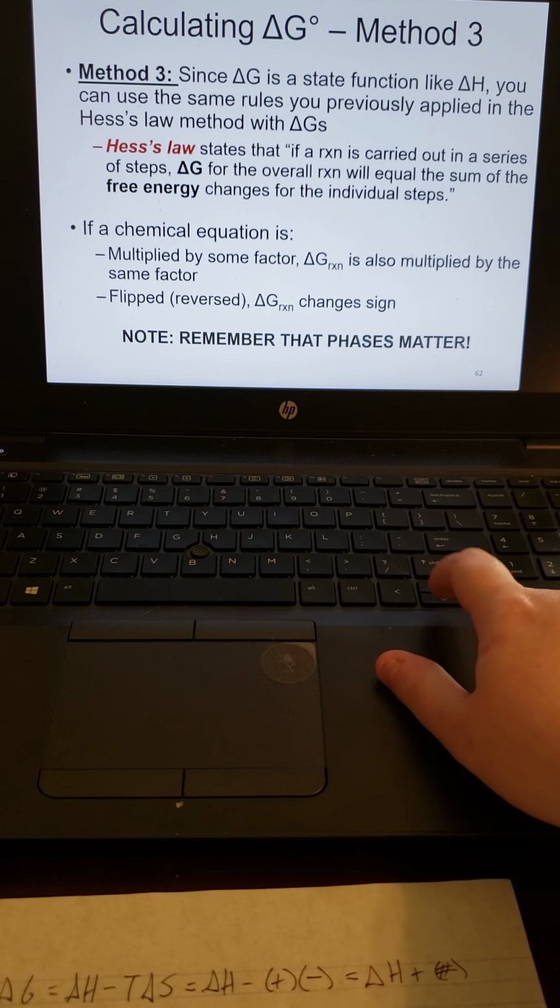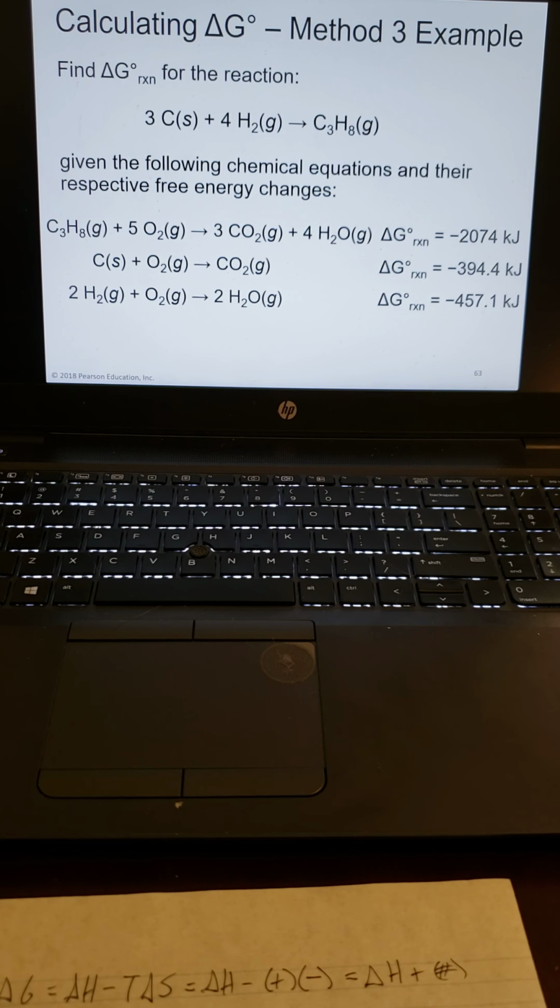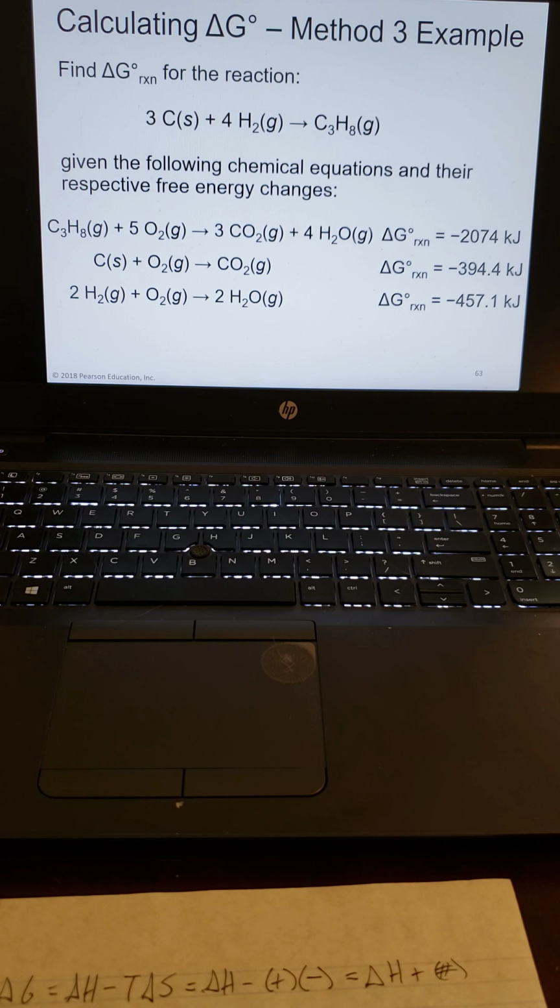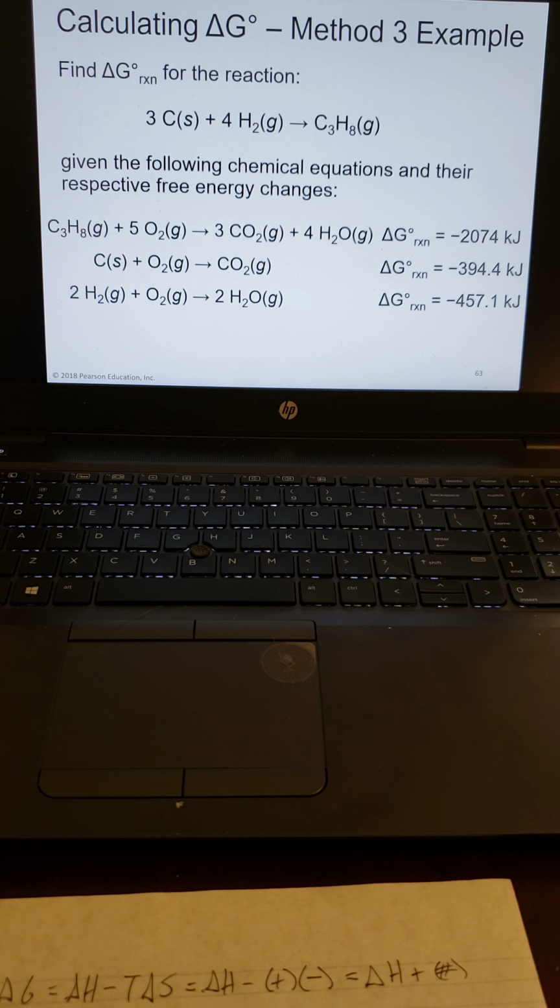So let's look at an example. So here we have a reaction. So we're taking 3 moles of solid carbon and reacting it with 4 moles of hydrogen gas to generate C3H8 gas, which is propane. Okay, given the following chemical equations and their respective free energy changes. So we have 3 reactions given to us. The first one is the combustion of propane.